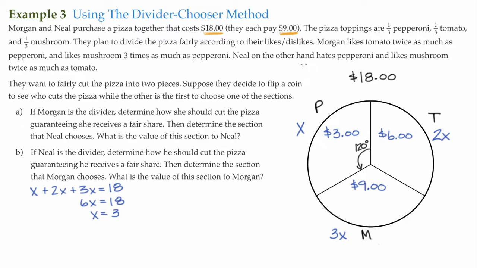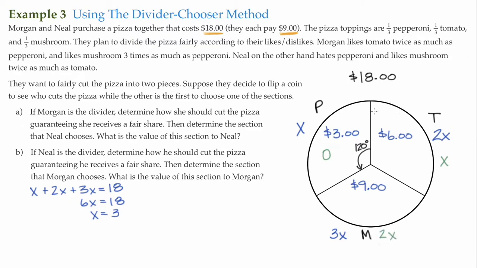Neil, on the other hand, hates pepperoni and likes mushroom twice as much as tomato. So if Neil hates pepperoni, we're just going to put a value of 0 on here. Nothing. But he likes mushroom twice as much as tomato. So if tomato is X, then the mushroom for Neil is 2X.